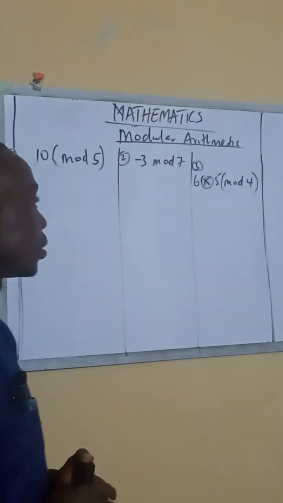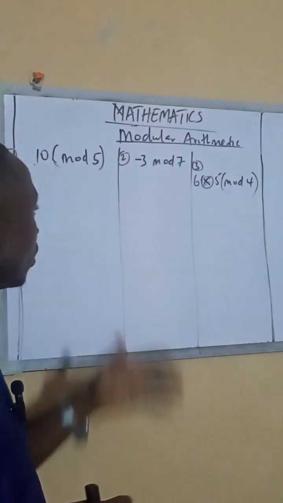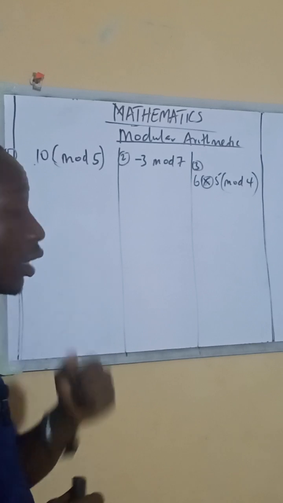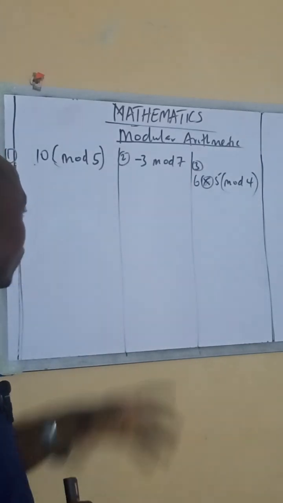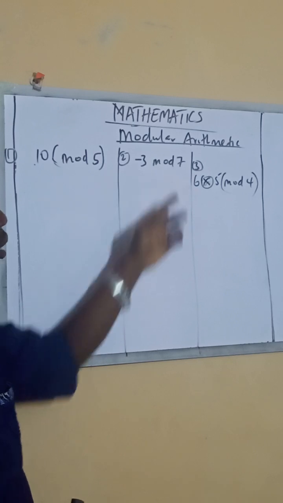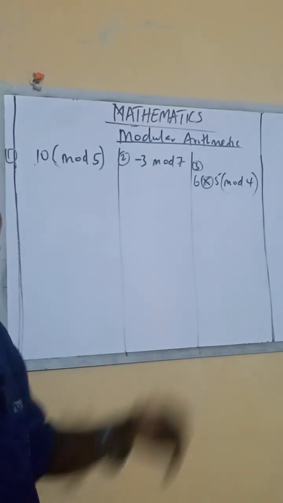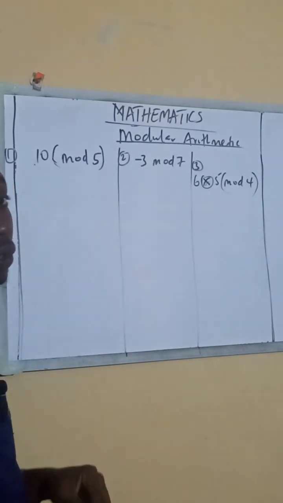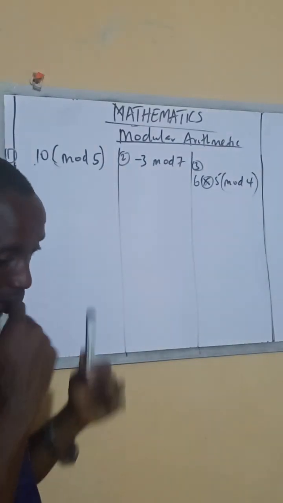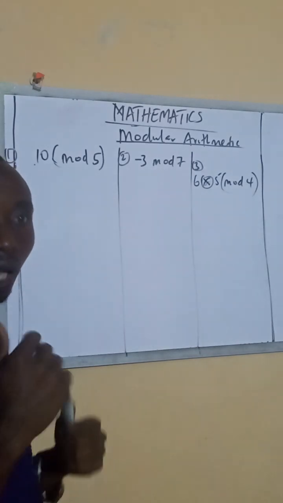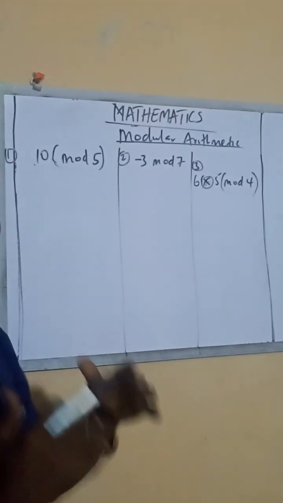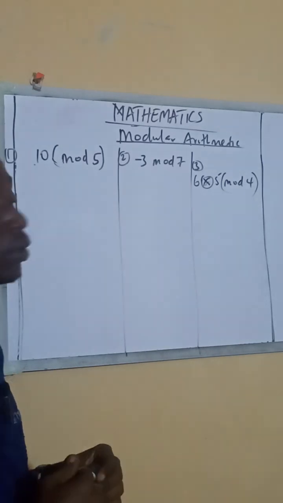Today we are going to be looking at modular arithmetic on 3 different questions which you and I will try to solve. The first one says 10 mod 5, second one says minus 3 mod 7, and the last one says 6 times 5 mod 4. How do we solve this question? When you are given this kind of question in any exam, or anything that you feel difficult to do, how do you solve it? You look at the mod. It is the mod that will determine how you will solve it.